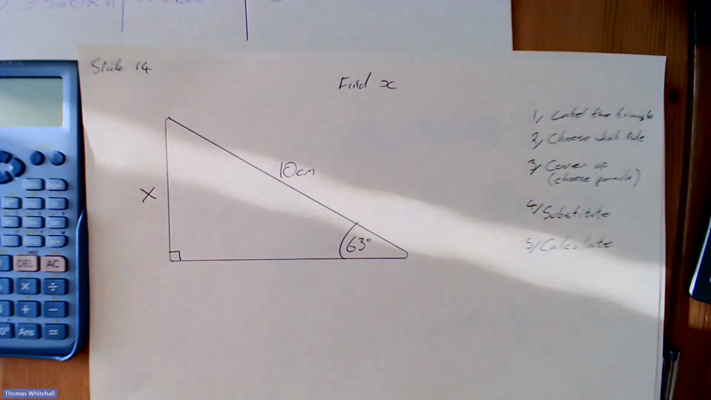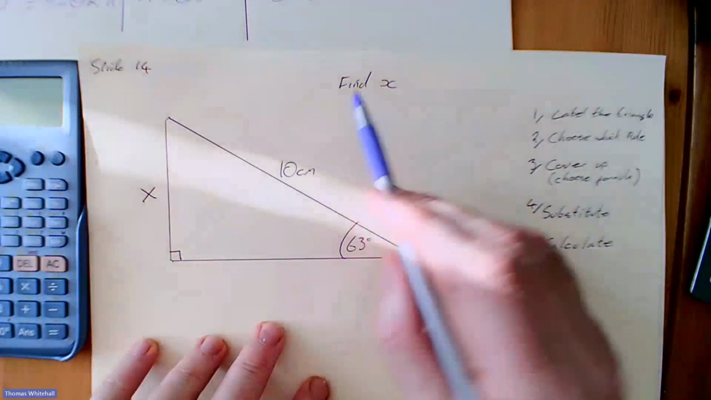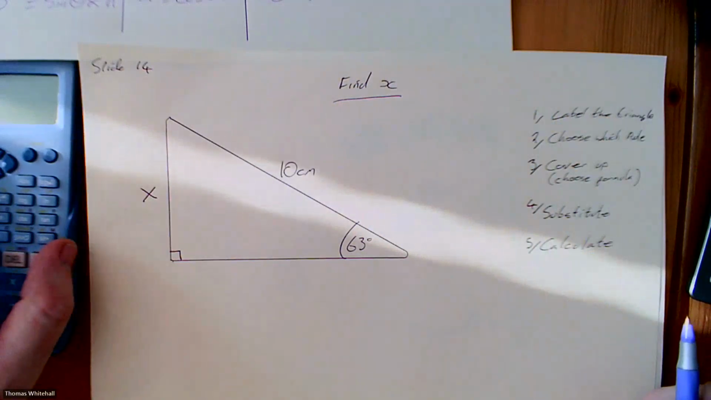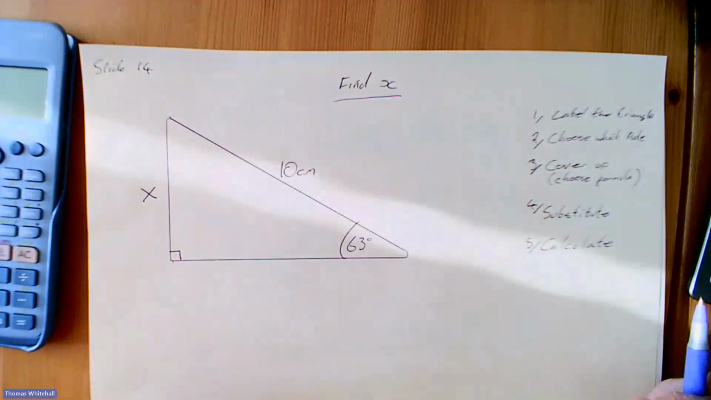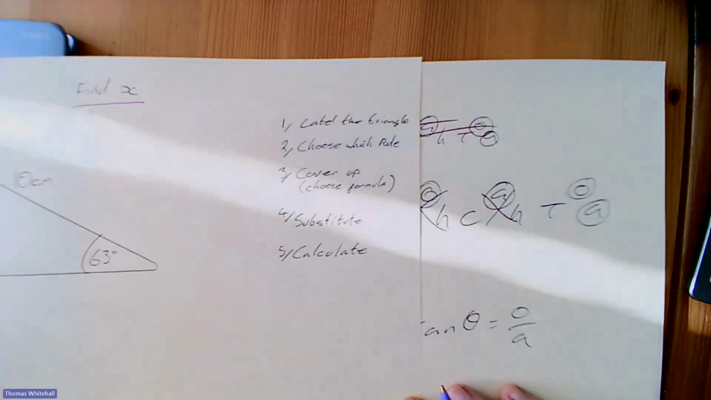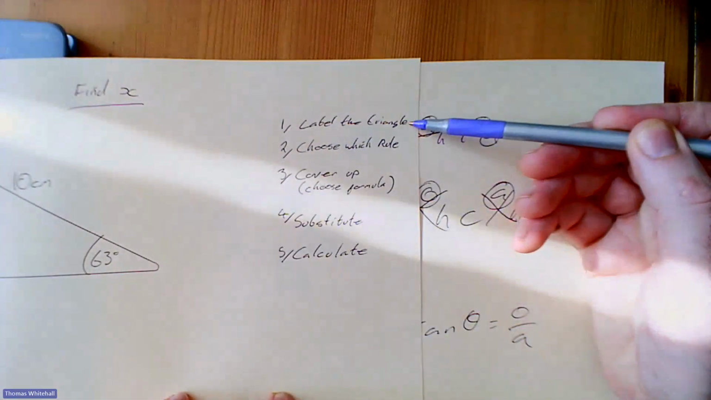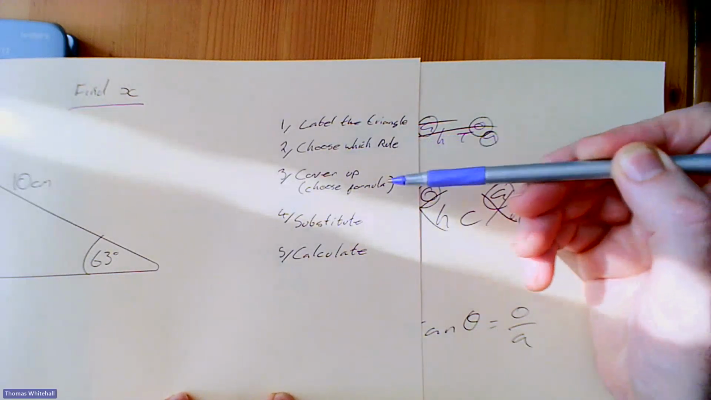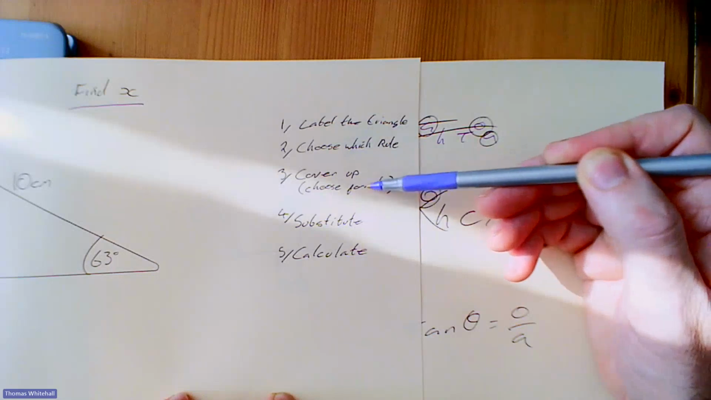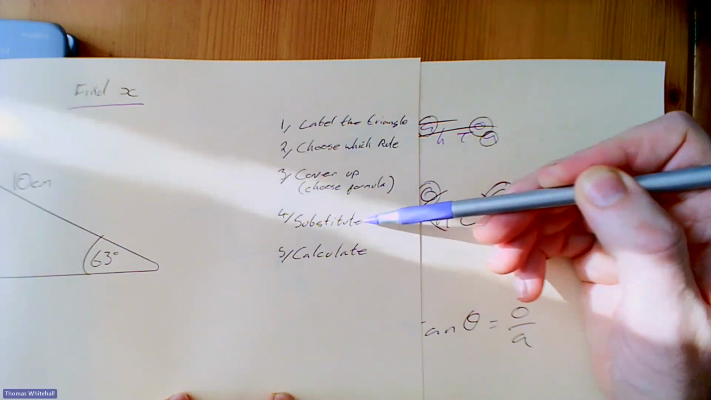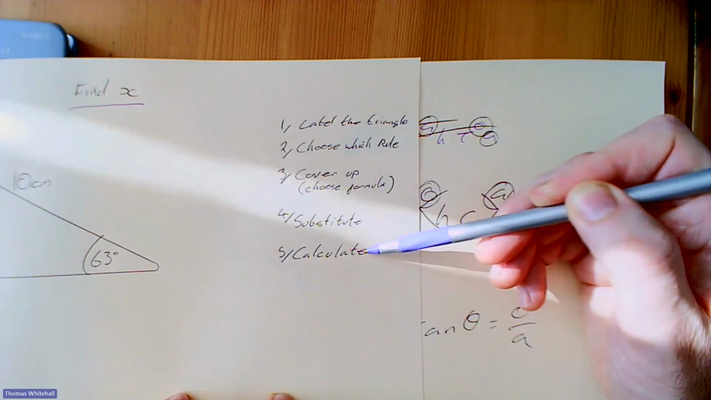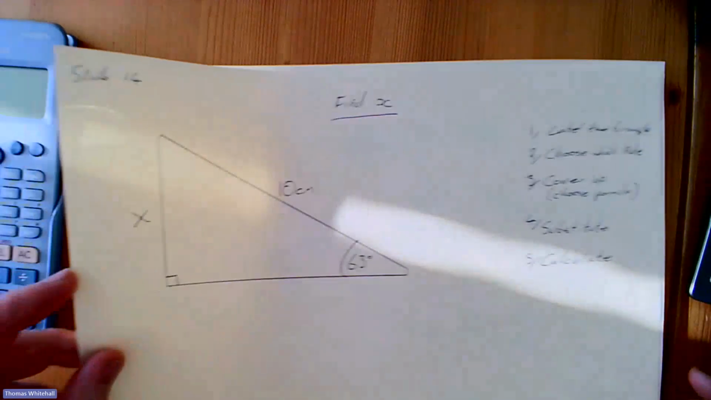And you'll notice I've done some notes on the side of this, and we're going to keep coming back to it. So in this case, it wants me to find x. So step one, let me bring that a bit more into focus. We're going to label the triangle. Then we're going to choose which rule. Then we're going to use the cover-up method to decide on the formula. Substitute the values that we know, and then the very last step is calculate. It's the last thing we need to do there, okay?